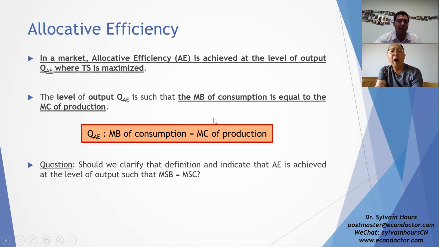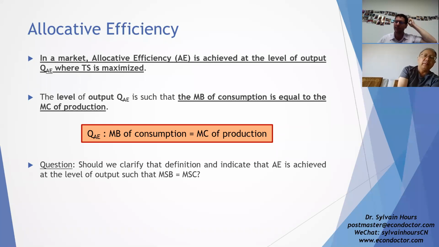So the question is, should we clarify? Should we talk about social cost? Because of course, allocative efficiency is achieved when the marginal social benefit is equal to the marginal social cost of production. But I don't think it's a good idea to introduce the concept of private cost, social cost, private benefit, and social benefit at that stage, because we will study that when we introduce externalities.